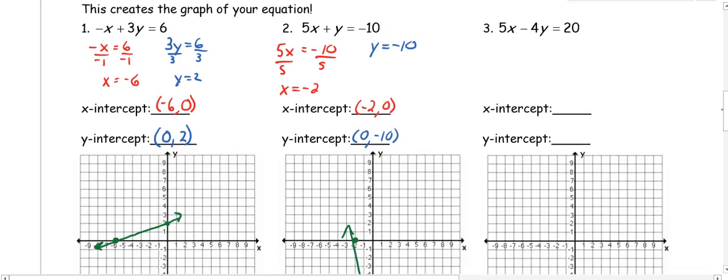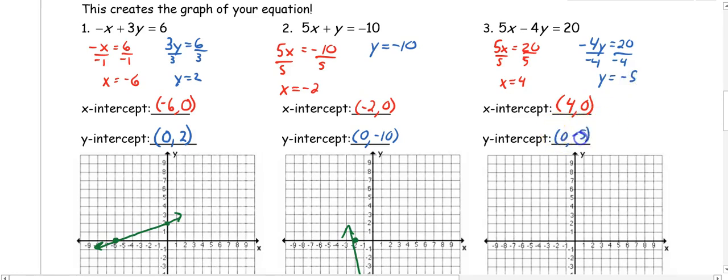So let's look at one more example. So in number 3, we have 5x minus 4y equals 20. So we're going to set 5x equal to 20, divide by 5, and we get x equals 4. So we would have 4, 0 for the x-intercept. And then for the y-intercept, we have -4y equals 20. We're going to divide by -4. So y is equal to -5. So our y-intercept would be 0, -5.